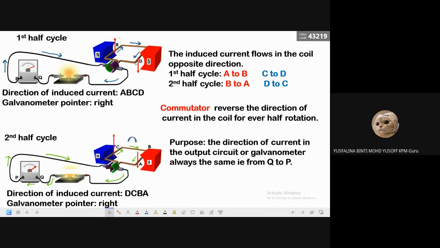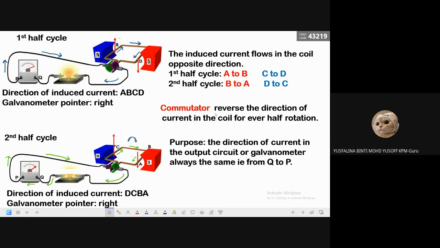When it changes position and turns, the current moves from B to A, and D to C. Just now it was like this, and then when it changes, it comes like that, right?